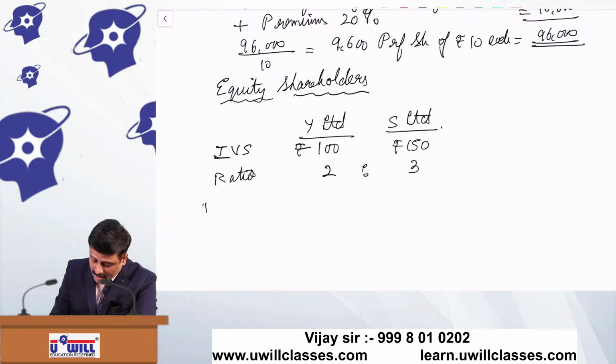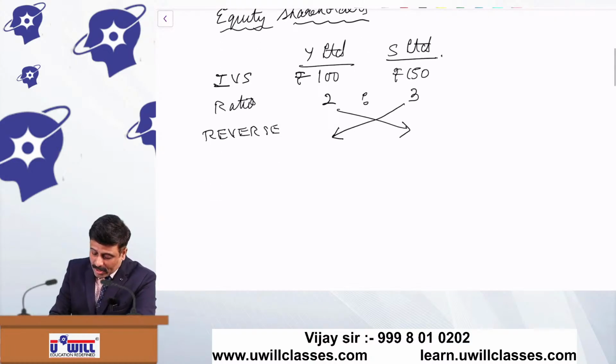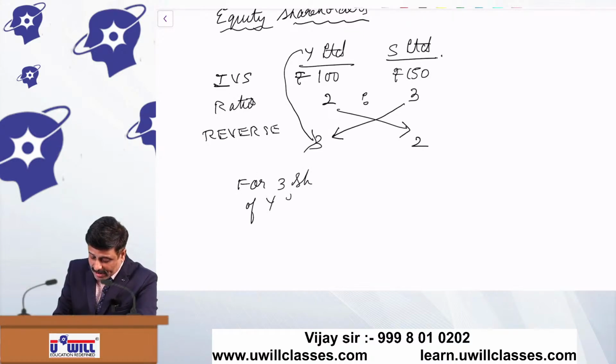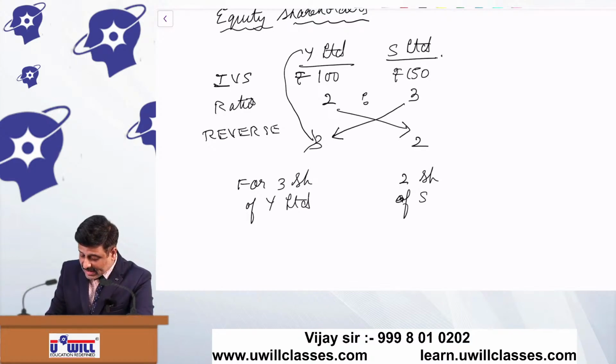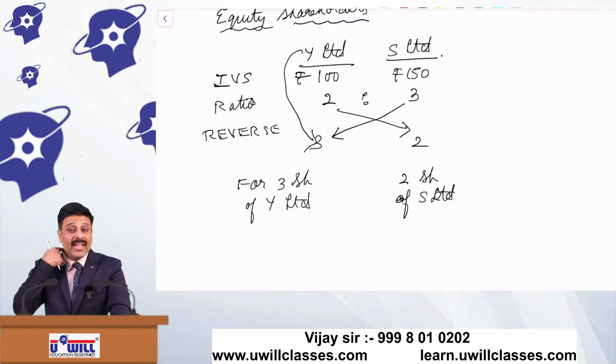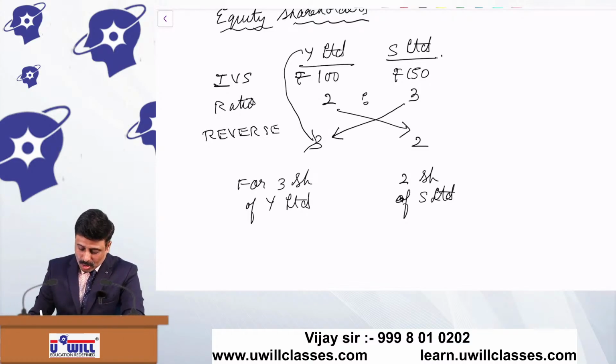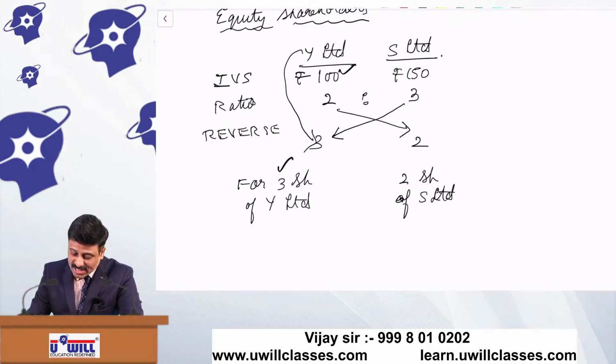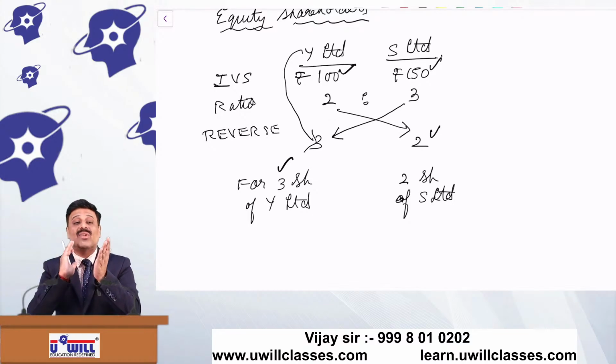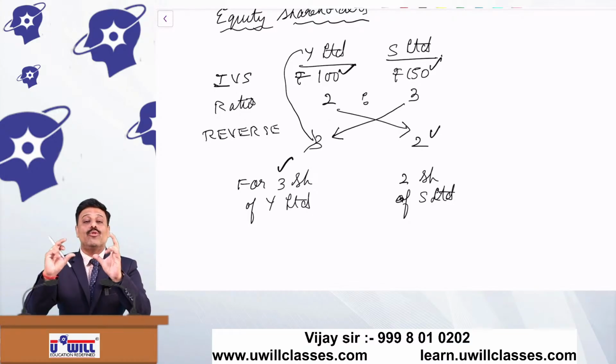Now what did I tell you? After finding the ratio, you reverse it. Means this 3 and this 2. What does it mean? For every 3 shares of Y Limited, we will be given 2 shares of S Limited. This is the ratio which we obtain. What will be the value of 3 shares of Y Limited? 100 into 3, 300. You will be given 2 shares of S Limited, 150 into 2, 300. So in terms of value, you will get the same 300 rupees only.